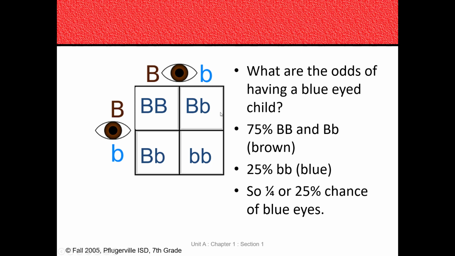So what are their odds? Well, their odds are 75%. This one has brown eyes, this one has brown eyes, this one has brown eyes, 75% brown, and then just 25% blue. So 25%, or 1 out of 4, they have odds of getting a child that has blue eyes, and that's what Punnett squares allow you to do. They allow you to get the ratios or the odds that something may or may not happen.